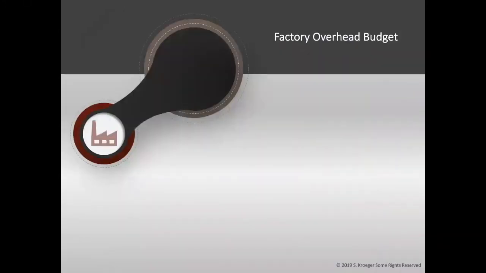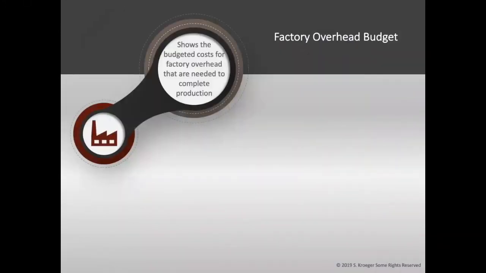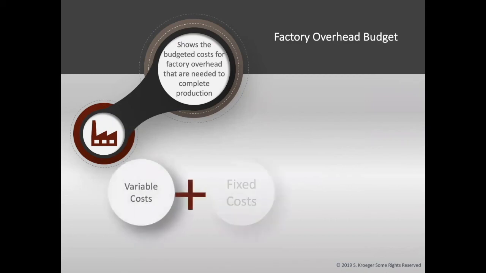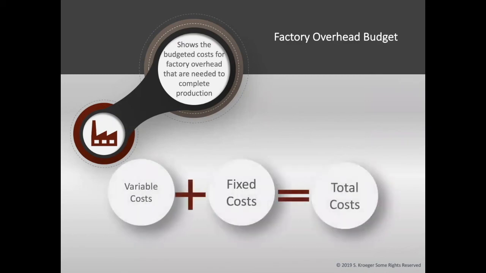The factory overhead budget shows the budgeted costs for factory overhead that are needed to complete production. This would be the variable costs that we learned last chapter, along with the fixed costs. Once again, this budget becomes more complex with larger companies.